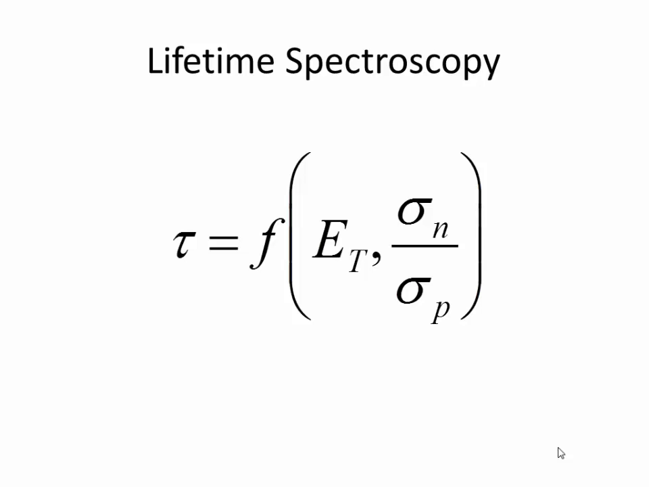So the lifetime, as I mentioned, is dependent on the energetic position of that trap and what's called the asymmetry ratio, so the ratio of the cross sections for capture of electrons and holes. And we can extract that by varying the temperature, by varying the doping, and by varying the injection level, so how many carriers we put into the system.